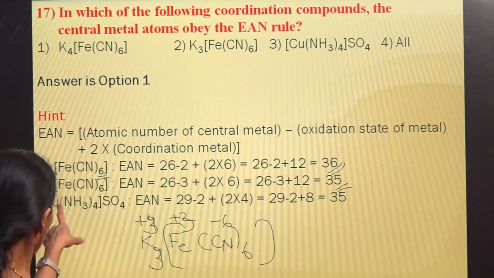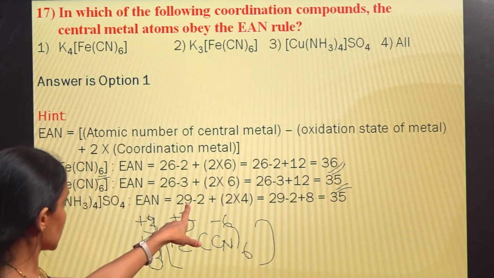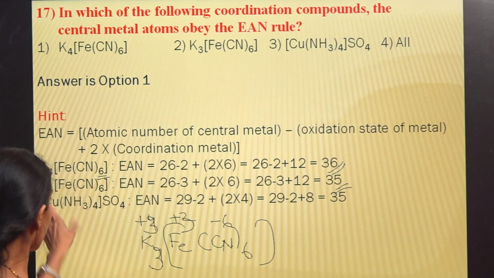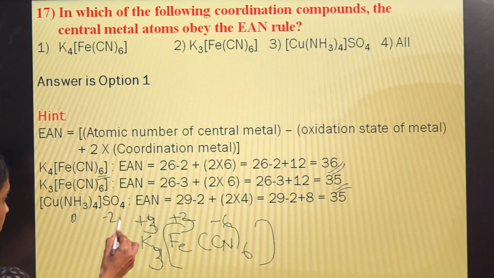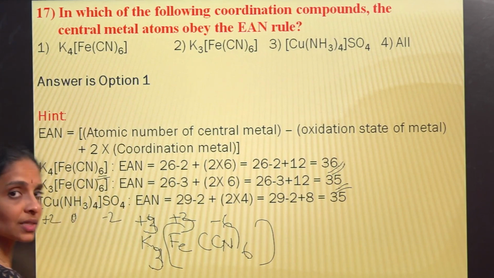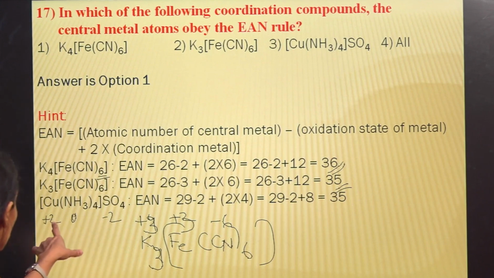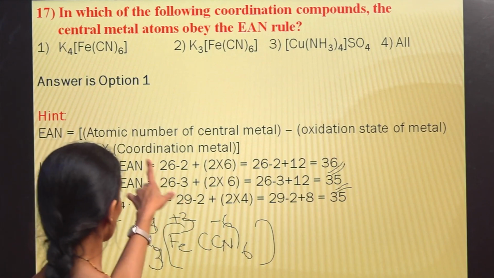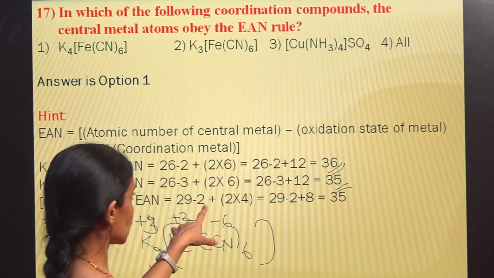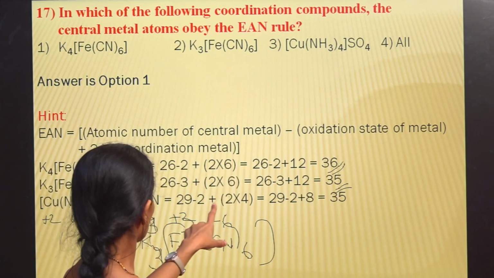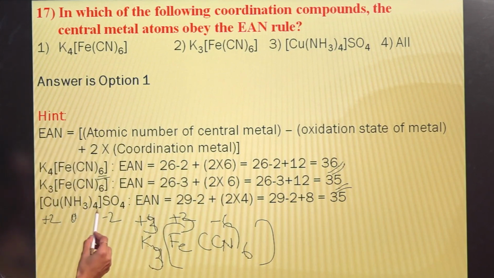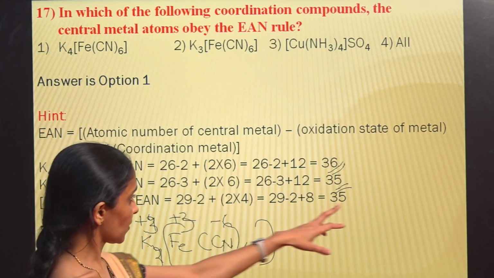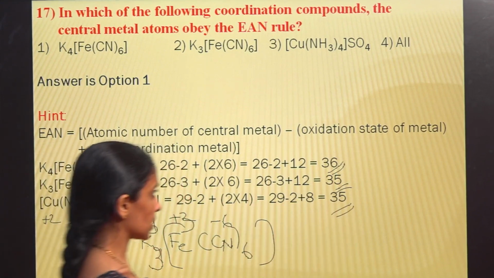For the last complex, the central metal is copper, atomic number 29. Copper illi plus 2 formal untu. This ammonia is neutral, sulfate is minus 2, no? That is why copper should be plus 2. Minus 2 on a neutral malike, copper should be plus 2. So, oxidation state is 2 here, plus 2 of the formula into, coordination number is 2 illi, copper idu, it is 4. 4 ammonia ligands iruva karana 4. Simplify madidaga 35 baruttade.